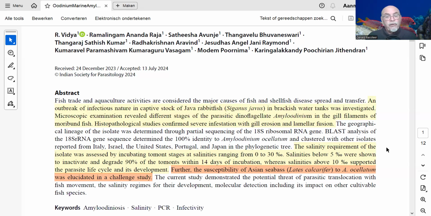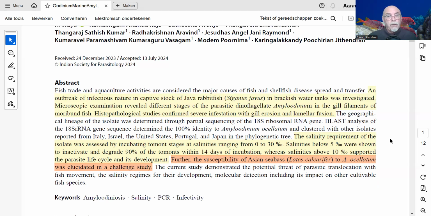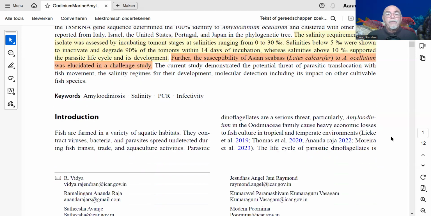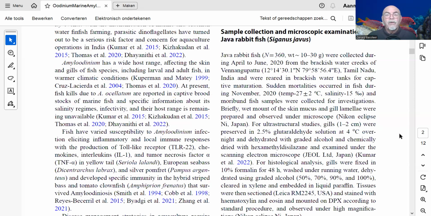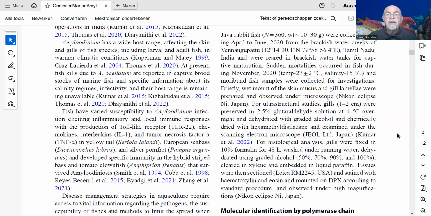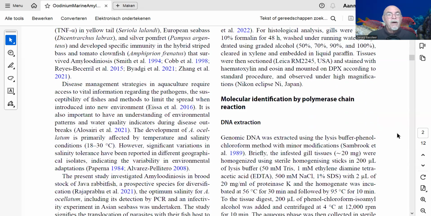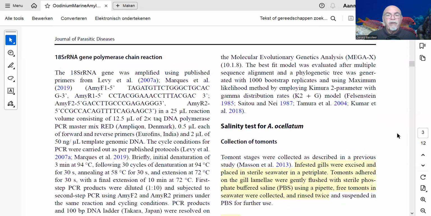Further, they did a study on the susceptibility, I mean, how easily Asian sea bass, Lates, can also get Amyloodinium or velvet disease. They did a challenge study. So they did, in fact, two studies on this velvet disease. I will not go into detail in the introduction about the sampling, because it was all about the brackish water breeding tank where they selected fish. I will not go into detail about the DNA extraction, etc.